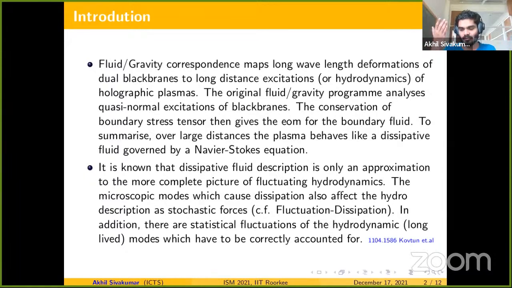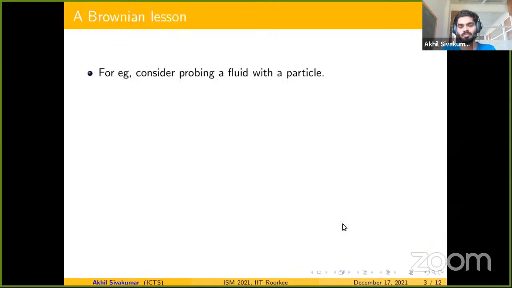And then you realize that once you start accounting for these long-lived fluctuations, it makes your hydrodynamic theory sick. You can check this reference for some discussion of this. So to understand this paradigm a bit, we could consider a simple toy model, which is like probing a fluid with a particle, say considering a pollen moving in air or something.